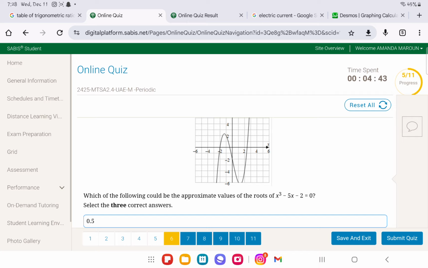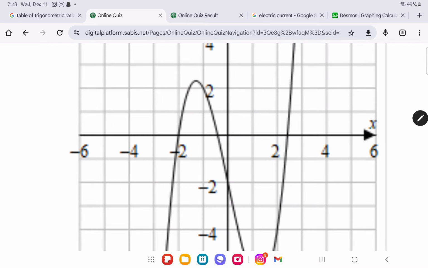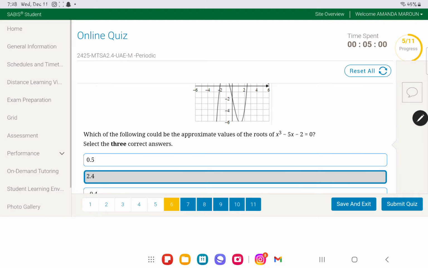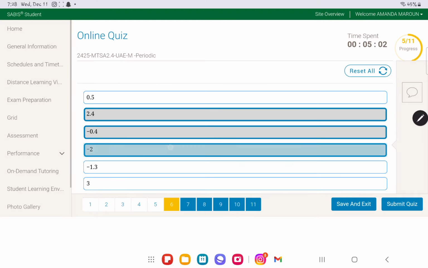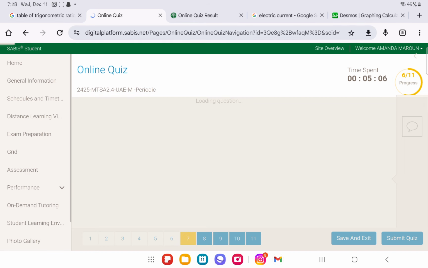So to find the roots of this function, we need the y to be 0. So we're going to select the points at which y is 0. 1 point here, 1 point here, and 1 point here. Here it's approximately -2, -0.4, and approximately 2.4. So let's check if we have these. We have 2.4, we have -0.4, and we have -2. So these are all our answers.